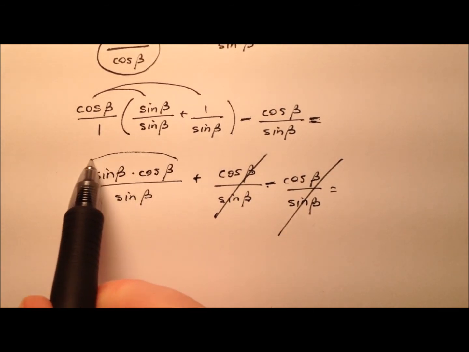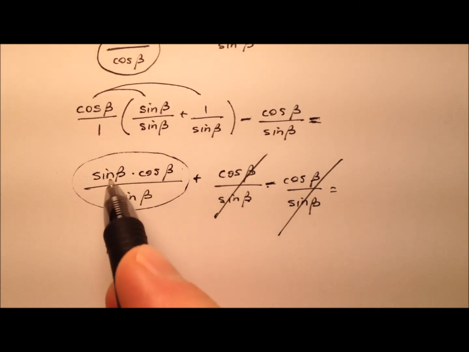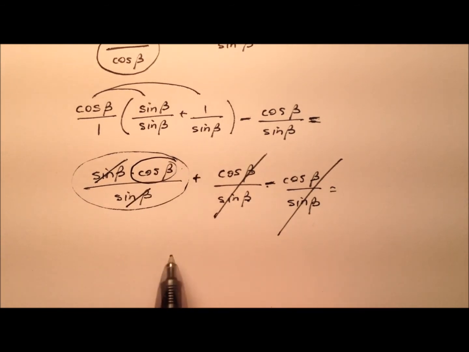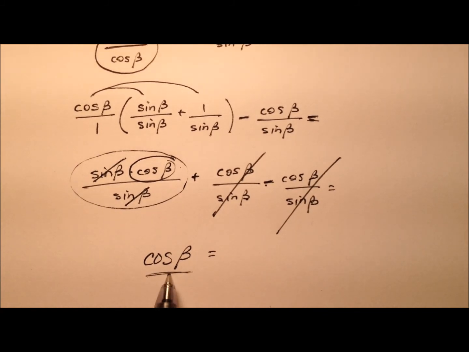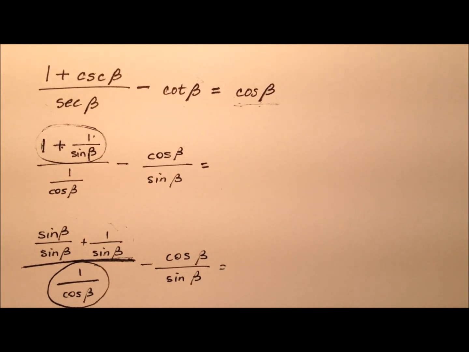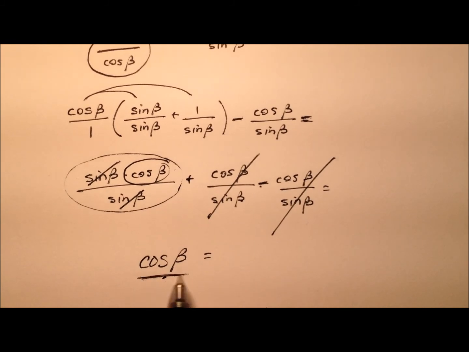And for this fraction over here, it looks like we have some multiplication, and this is being divided by the sine beta. It looks like our sine betas will cancel out right there, and we're left with just that cosine beta. We're trying to make this left side look like cosine beta because that was the right side, and now it does. So we have verified this trigonometric identity.